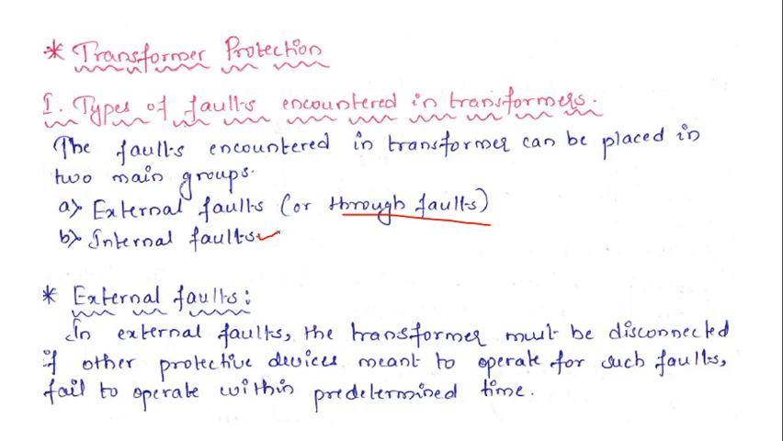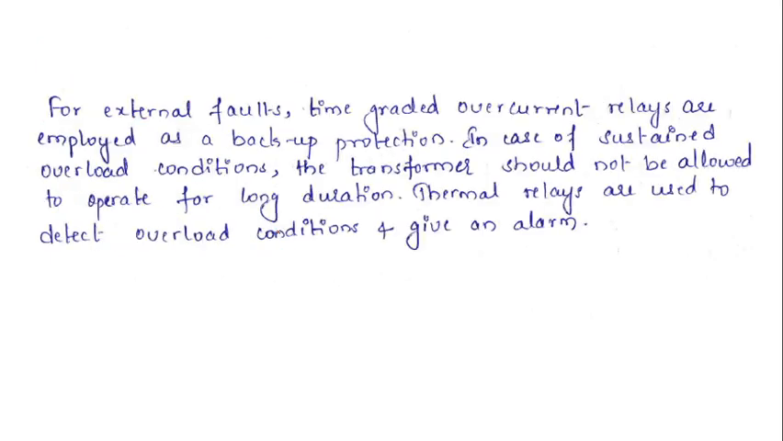In external faults, the transformer must be disconnected if other protective devices meant to operate for such faults fail to operate within a predetermined time. So in case of any external fault beyond the zone of the transformer, if the protective devices fail to operate, then we need to disconnect the transformer also. These are the external faults of the transformer.